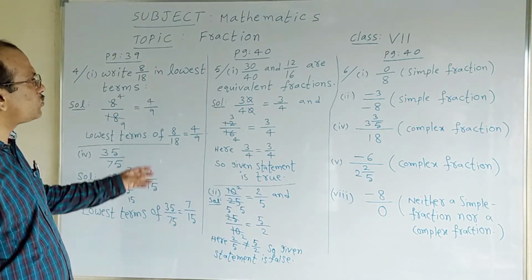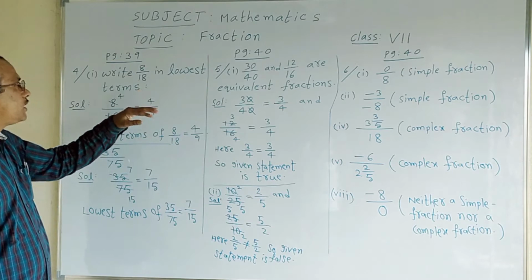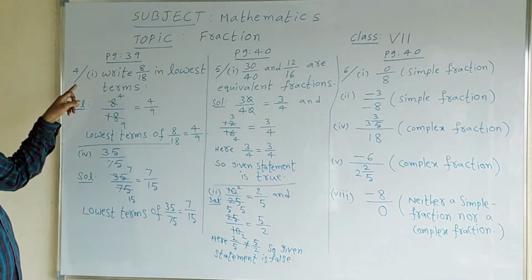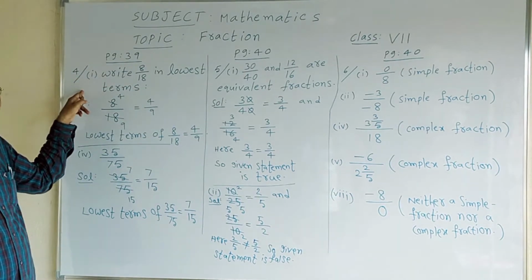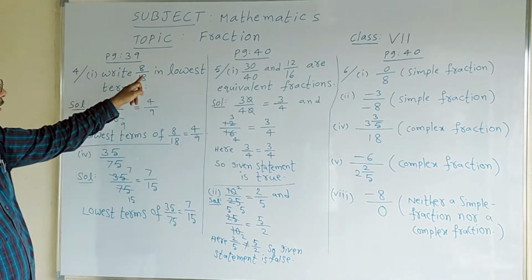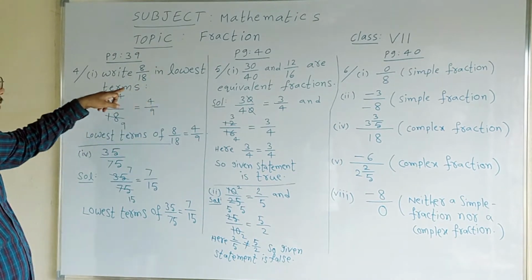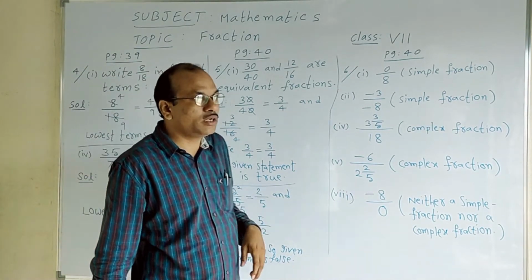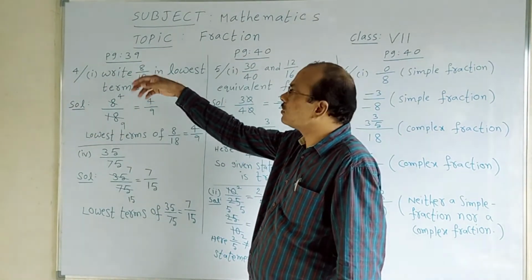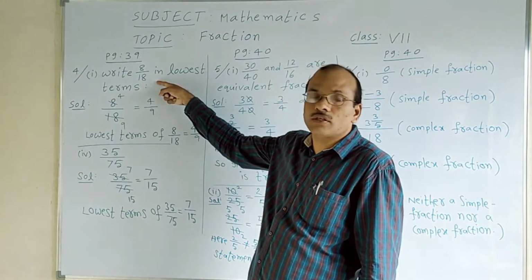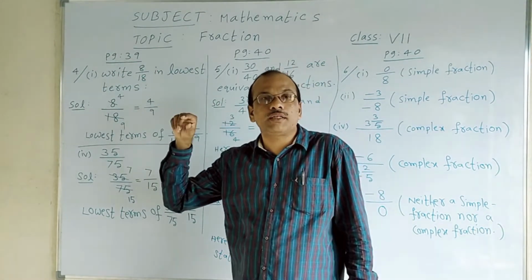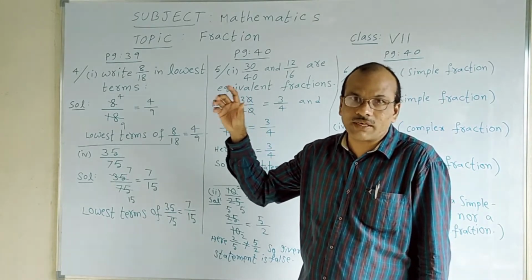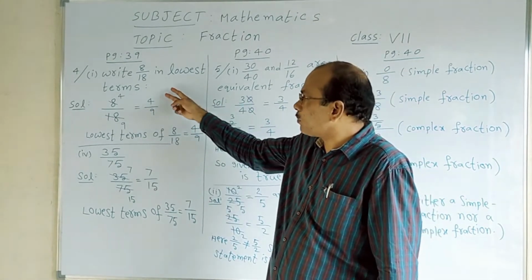We are discussing fractions. On page 39, fourth question, first one: write 8 by 18 in lowest terms. We have to write this 8 by 18 in lowest terms. Lowest terms are nothing but making them in a smaller form with cancellation and other procedures.